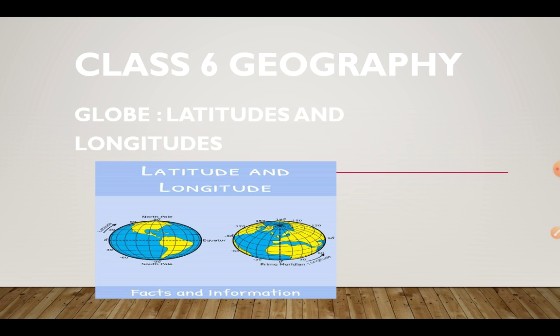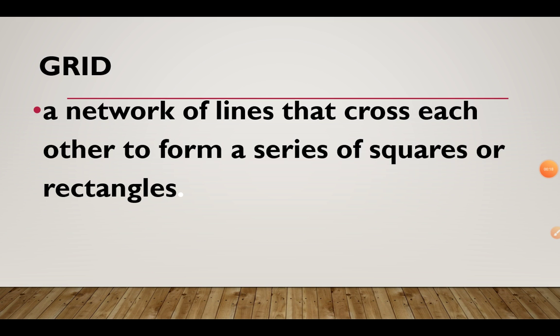Today I am going to explain to you chapter number 2, Globe, Latitudes and Longitudes, subject Geography for class 6. In my previous classes I explained to you what is a globe, uses of a globe, imaginary lines of longitude and latitude, as well as the line of equator, Tropic of Cancer and Tropic of Capricorn, and the 3 zones of the earth.